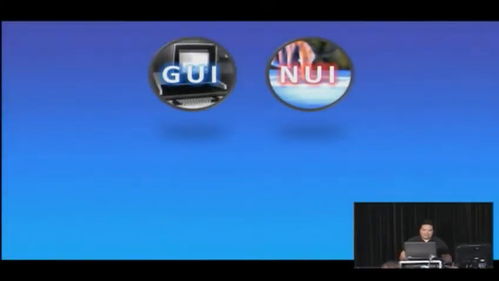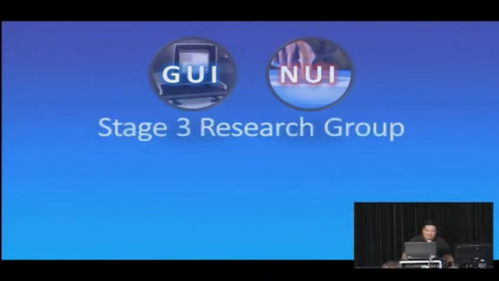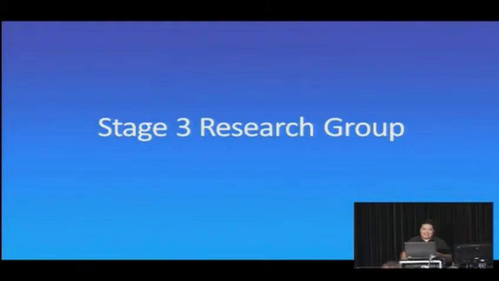So when I first joined the team, a lot of the interpretations of what NUI would be seemed to be repurposed graphical user interface, or GUI, applications, that thought of the hands as proxy for mice. And this doesn't come as much of a surprise.